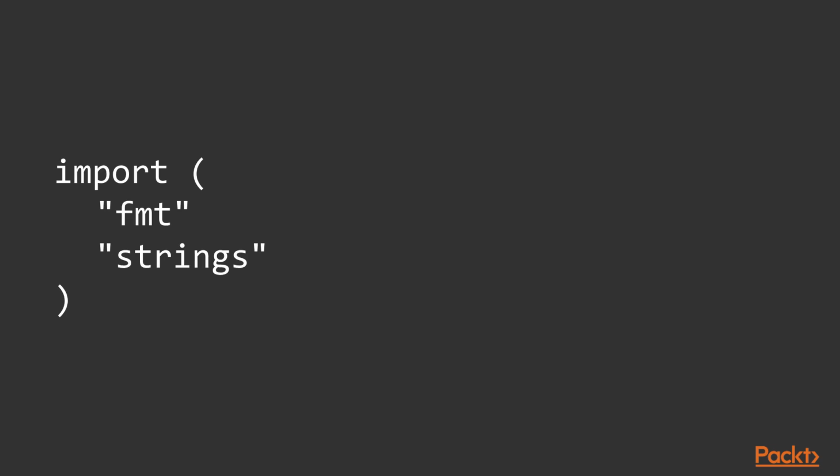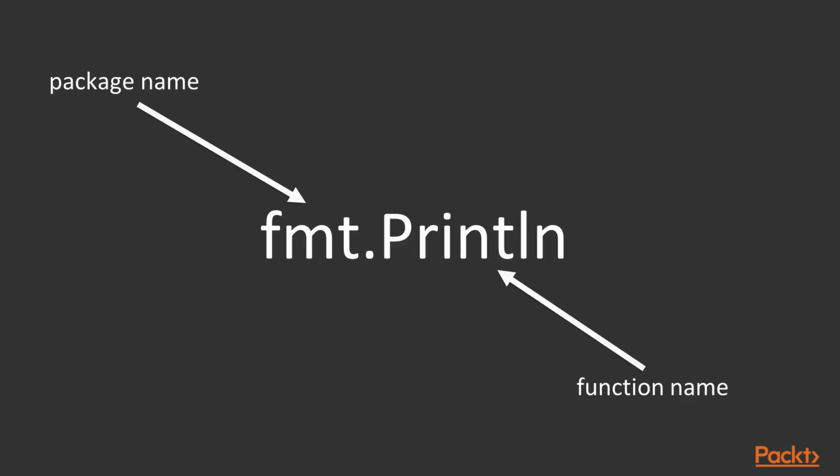If you have more than one package to import, you can either repeat the import keyword over and over for each import, or write import, followed by a left parenthesis, list each package on its own line, and when you're done, end with a right parenthesis. Once a package is imported, you refer to the functions, types, and variables in the package by using the name of the package, a dot, and the name of the item. That's why we typed fmt.Println whenever we use the Println function in the fmt package.